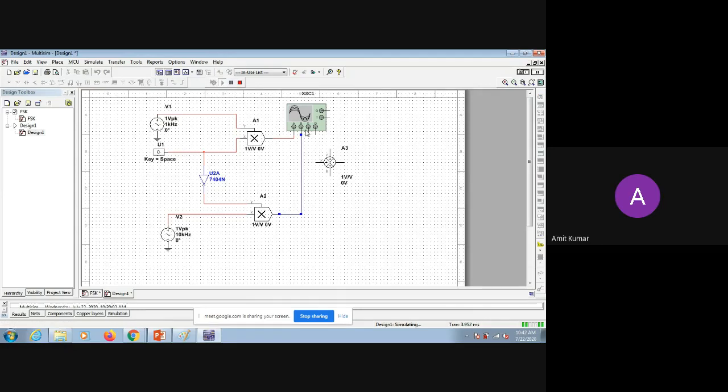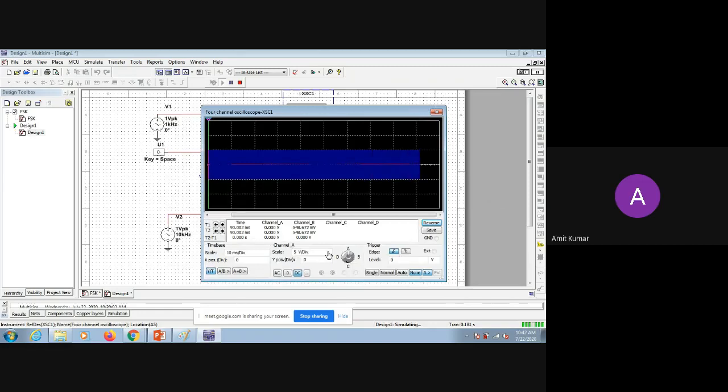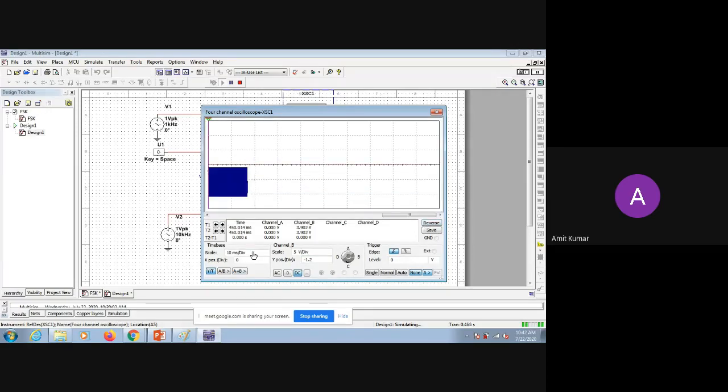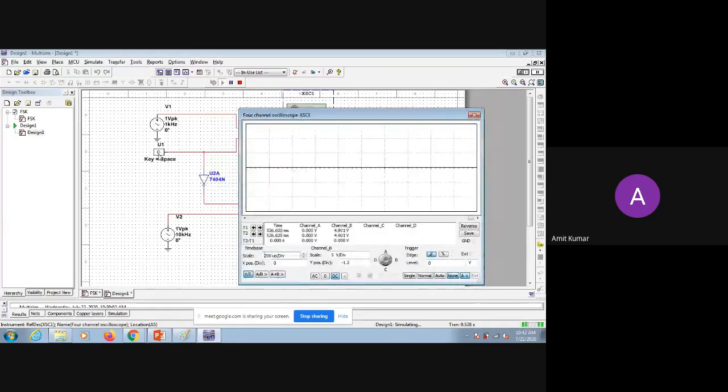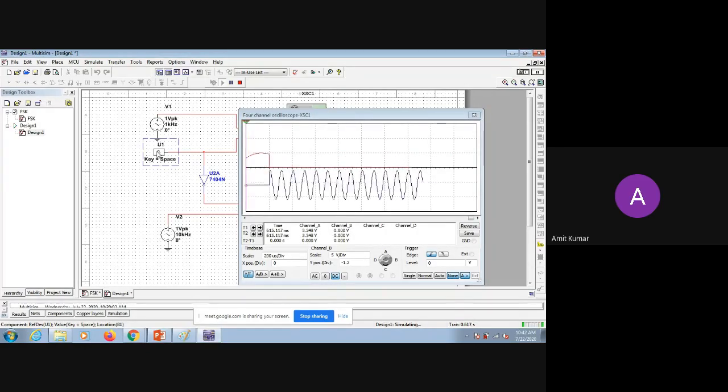Once you run it, we will shift the second signal so we can see it properly. You can see whenever the first signal is available, the second signal will be 0. Now we just change this voltage from 0 to 1. You can see now your first signal will be 0, and your second signal will be available. So you are getting two ASK signals at a time.